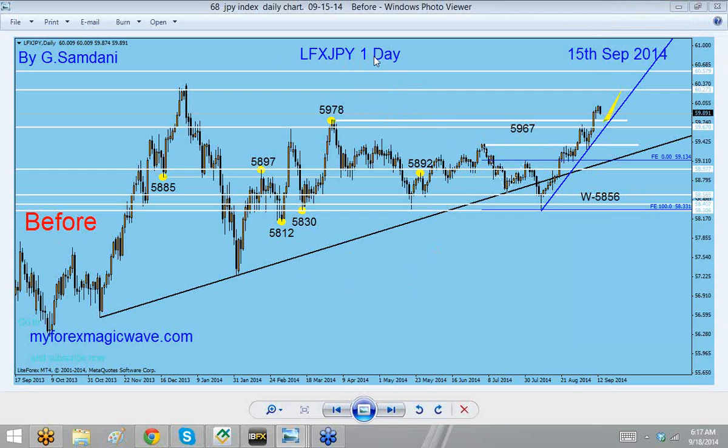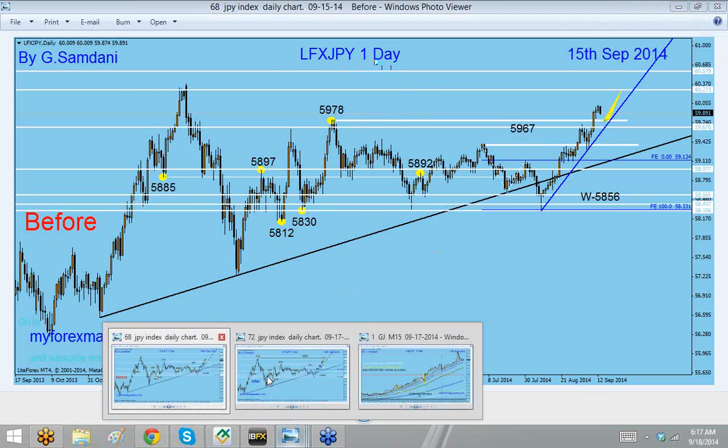If you get this index right, and then the other, let's say pound, you know where the pound is going, and then you have several pairs involving pound. For example, pound is getting strong and yen is getting weaker. So imagine what will happen to pound yen. Let me show it to you.